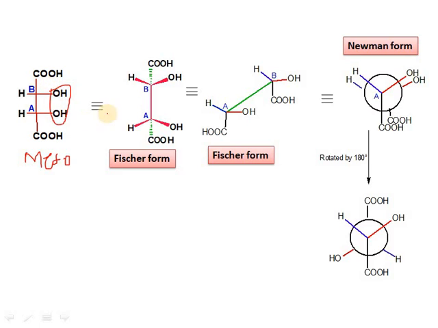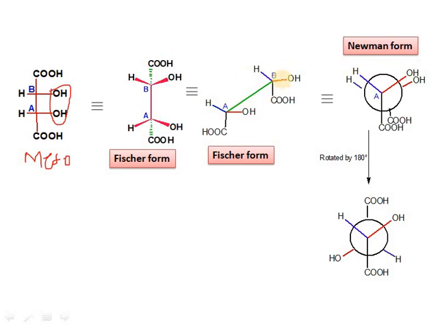Okay, so we write these in the Fisher form. Another name for it is the wedge and dot formula. So here are two groups, the acid groups which are below the plane, and the other groups which are on the plane, shown by a solid line. In the Sawhorse formula, we can write these two carboxyl groups below the plane like this, and the other groups on the left and right side.